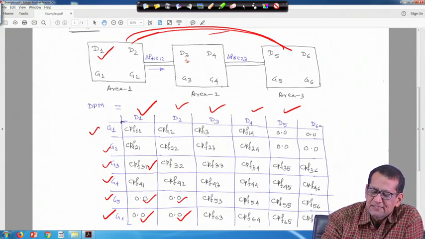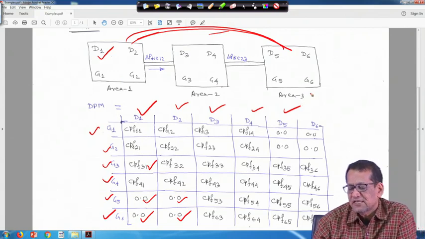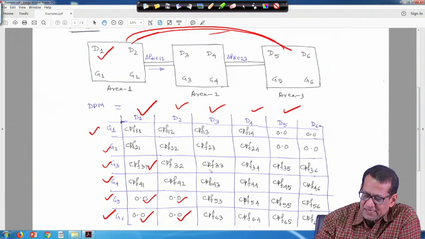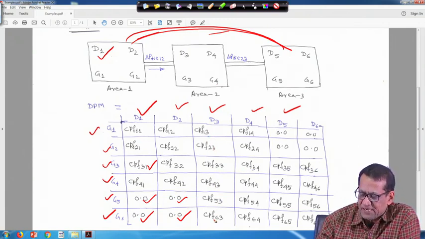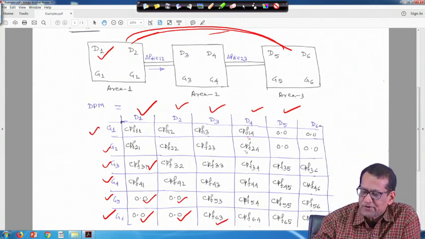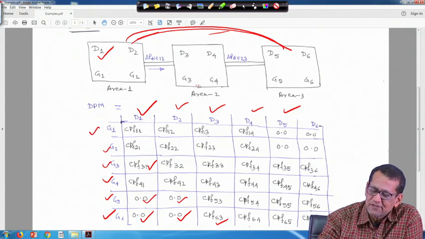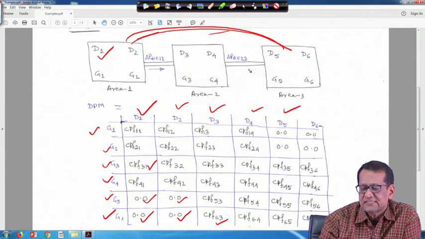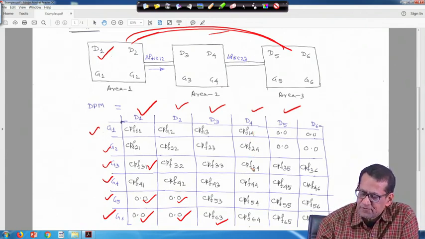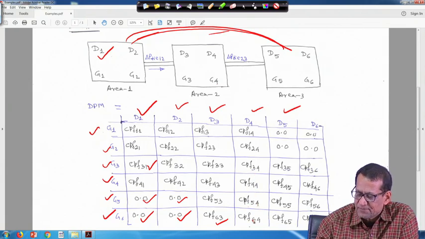Similarly, if you take distribution companies D3, D4, first you take D3. So, D3 distribution company can have contact with G1, G2 of area 1, or can have contact with G5 or G6 in area 3. Therefore, CPF 13, CPF 23, CPF 33, CPF 43, CPF 53 and CPF 63 all are there. Similarly, D4 also can have contact with G3, G4 or G1, G2 or G5, G6, because already this side and this side are interconnected by tie line, right. So, that is why CPF 14, CPF 24, 34, CPF 44, CPF 54, CPF 64.